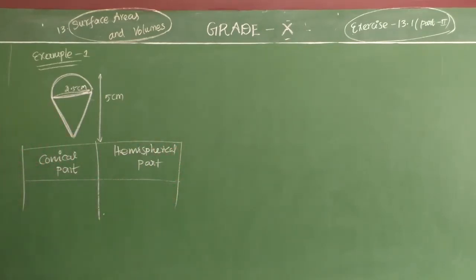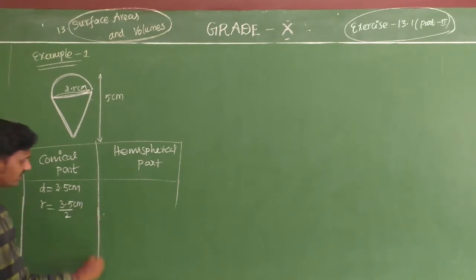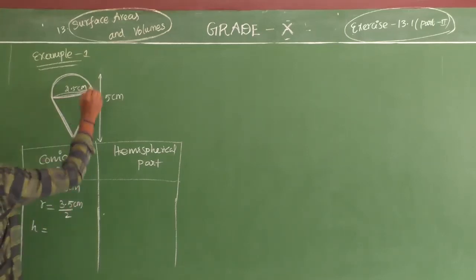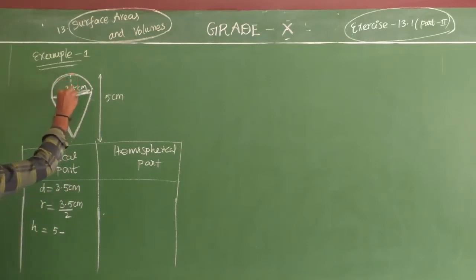For that, the diameter d equals 3.5 centimeters. I need only the radius. Half of the diameter is the radius, so that is 3.5 by 2 centimeters. And next, I want to find one more thing, that is the height of the conical part, h. The total height is given as 5 centimeters, from which the radius is to be separated.